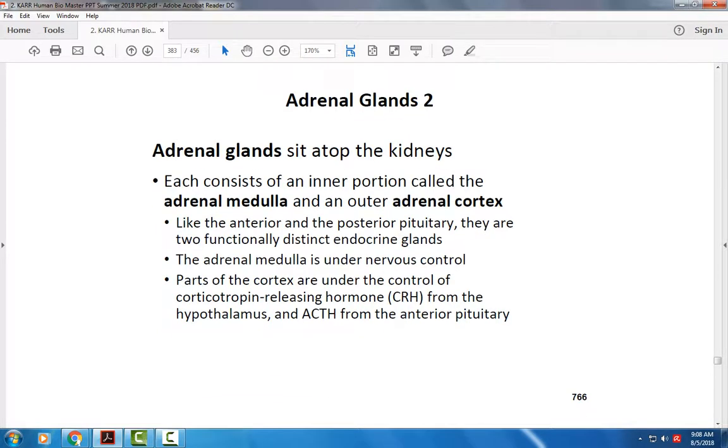They have two layers. The outer layer of the adrenal gland is called the adrenal cortex, and the inner layer is called the adrenal medulla. So the adrenal medulla has neurons that stimulate it to release epinephrine, and epinephrine is our short-term stress response hormone. It helps us to prepare for fight or flight. You might remember that when we studied the nervous system.